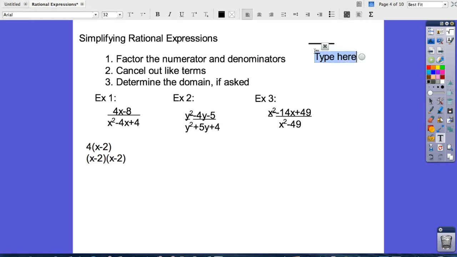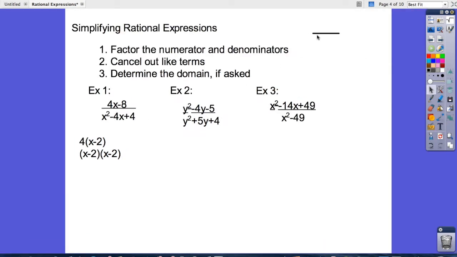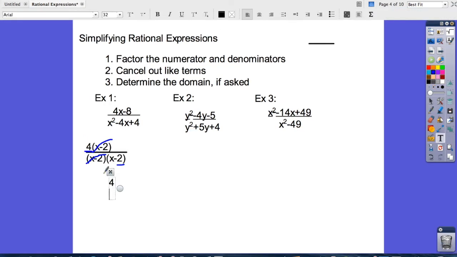Now that we've done step 1, we factored out. Now we're going to do step 2, which is to cancel out like terms. You'll notice here that we can cancel out this x minus 2 and this x minus 2. Keep in mind there's this 4 here, and it cannot be simplified with this 2 because they're not together. So your final answer should read 4 divided by x minus 2.